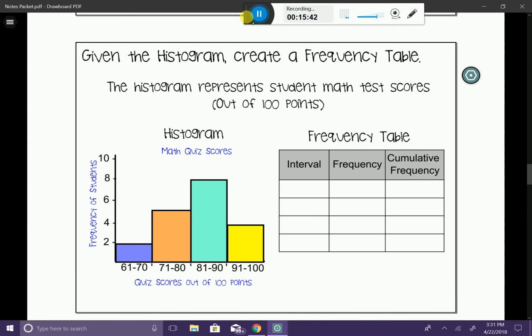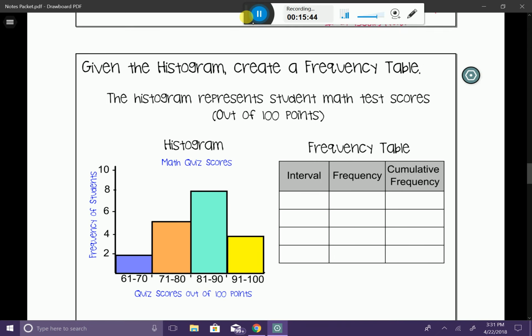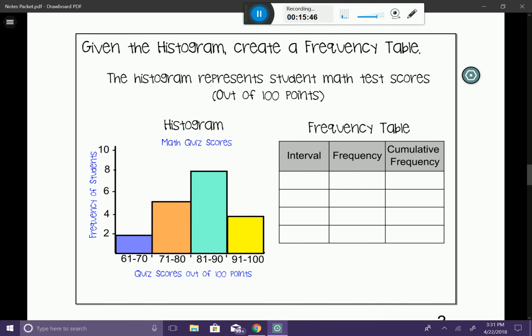And this time is a little bit different because I am now going from a histogram over to a frequency table, so I'm going to read it backwards. It says the histogram represents student math test scores out of 100 points. So here's my histogram. You can see that I have a title that says math quiz scores, or test scores in our case. At the bottom we have our intervals, and on the side with the y-axis we have the frequency of students.